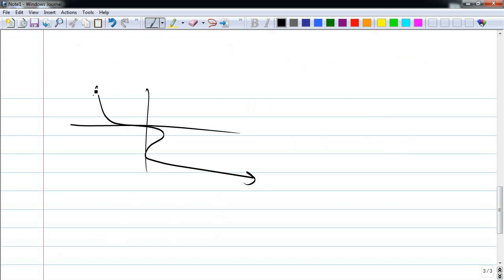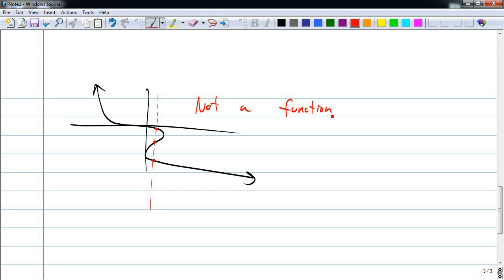On the other hand, this is not a function, because right here I hit it 3 times. So this is just a relation. It is not a function. Okay?